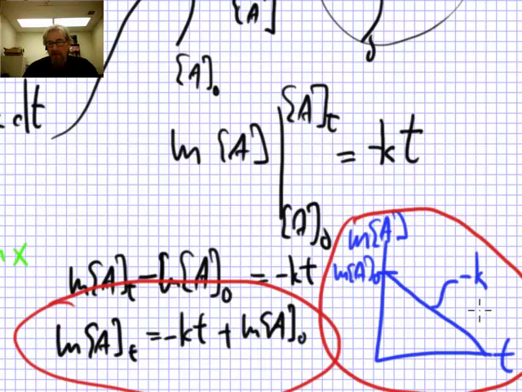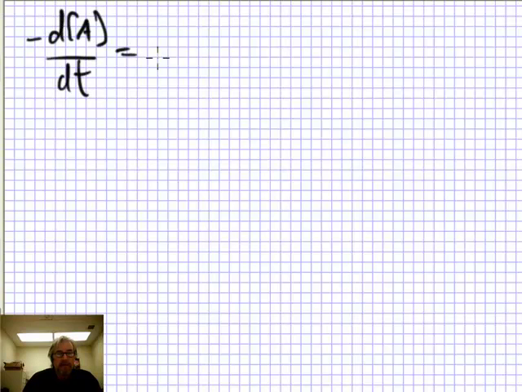One more order to go. Let's try m equals 2. So starting out again with minus dA/dt equals, now we have k times concentration of A squared, because we're looking at a second order reaction where m is 2.